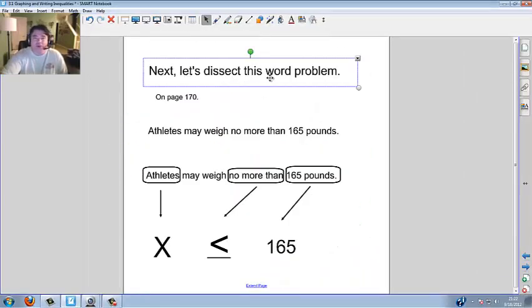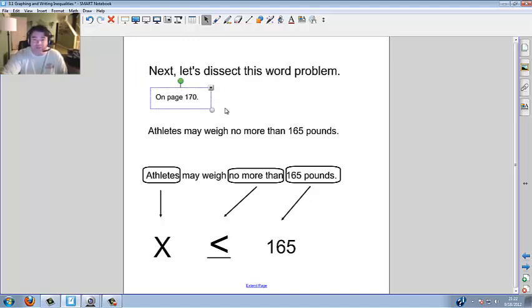Now let's dissect this word problem. You can go ahead and turn to page 170. It says athletes may weigh no more than 165 pounds. Now, not all sports are like this, but a few sports like wrestling, you do have to have a weight limit. So you don't want to have a 300-pound boy wrestling a 95-pound kid. It just wouldn't work out too well. So you want to have them in groups.